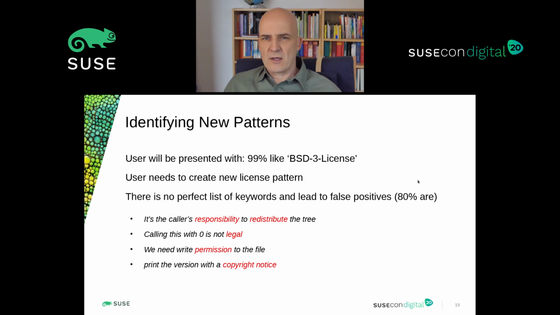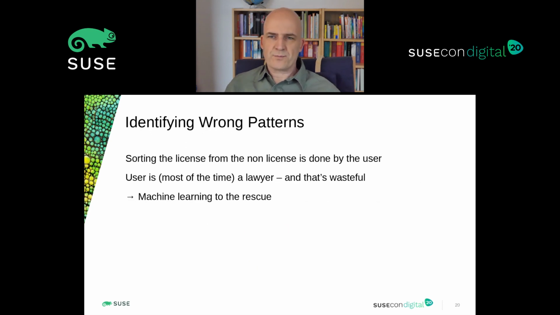And there are many other examples like this. So this is a continuous effort to filter licenses and non-licenses that would create new patterns. So this work, unfortunately, is to be done by human beings, and most of the time this is done by a lawyer that is familiar with open source licenses. So it's very resource intensive, or wasted time of a lawyer.